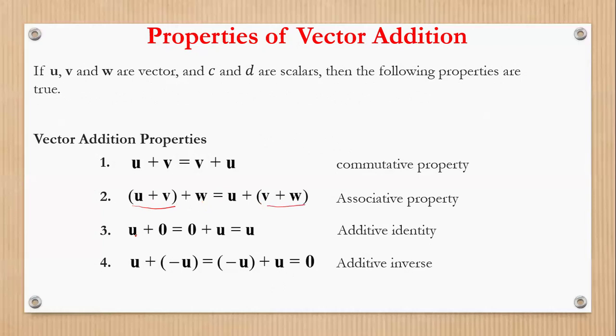Additive identity tells me that if I add the zero vector to any vector, I still get the same answer, because the zero vector has 0i and 0j. And additive inverse means if I add any vector to its additive inverse, which is negative u if it's vector u, and I add them together, I always end up with the zero vector.